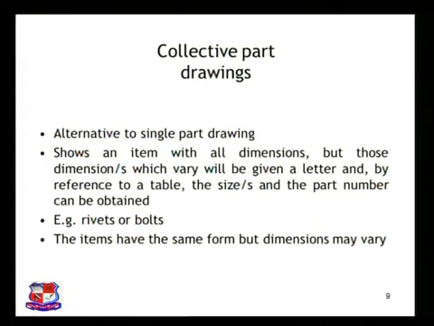In collective part drawing, dimensions are not inserted in the drawing, but some letters are inserted. For example, in place of diameter, D would be written. In case of length, L could be written. In case of thickness, T could be written, and all these parameters, say L, D, T, etc. are variables.